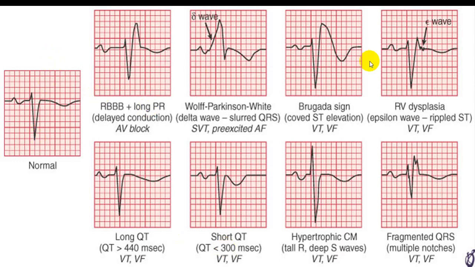These are all the ECGs we have already discussed before. That is RBBB with prolonged PR. Then this is short PR with WPW, that is delta wave.